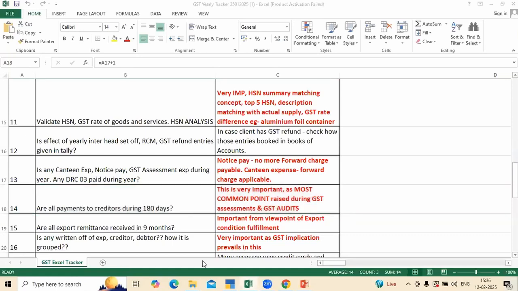For MSME, yes, it is 45 days, that's fine. But under GST, the law is saying 180 days. So if you are following the MSME rule, it's well and good. But if that is not followed for parties other than MSME, ensure the 180 days compliance.